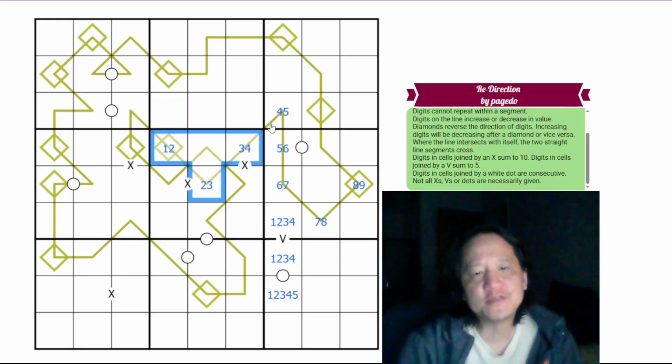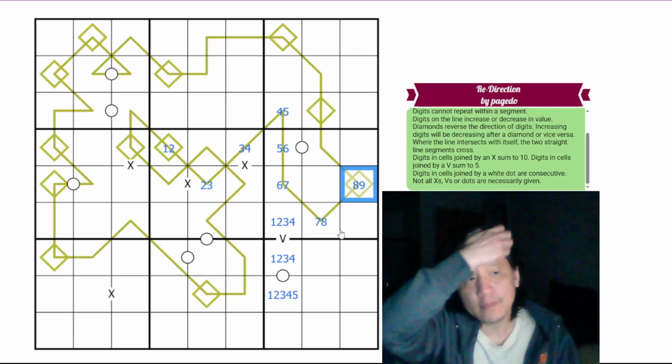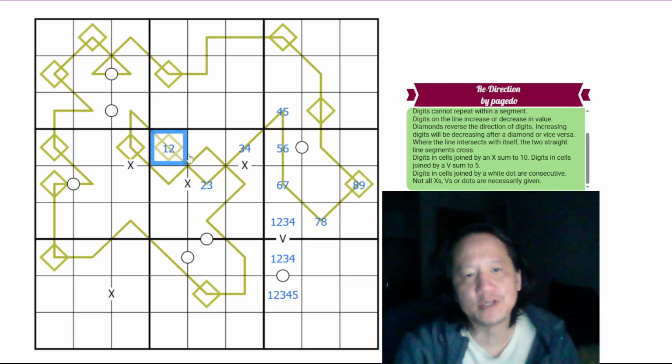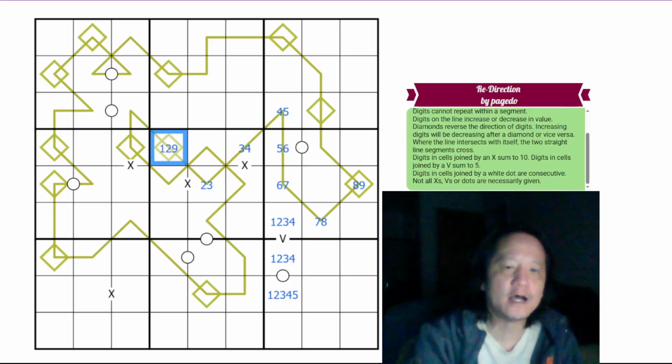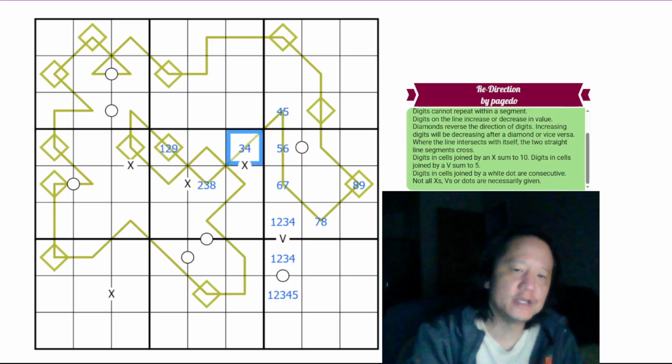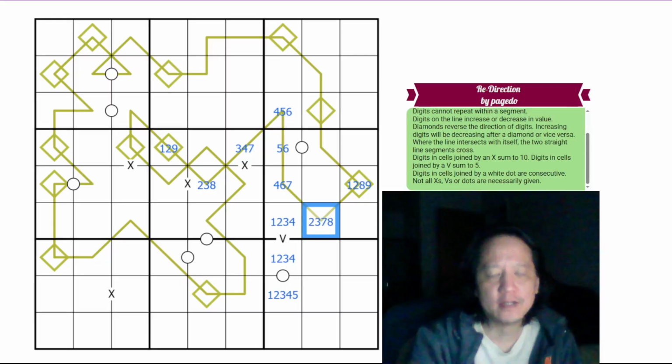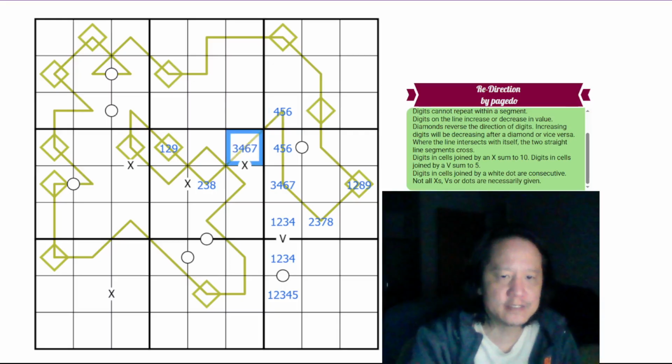What happens if it's decreasing going this way? If it's decreasing going this way, this is at most 9. This is at most 8, at most 7, at most 6, at most 5, at most 4, at most 3, at most 2. This is at least 1 going this way. So therefore, this is at least 2, at least 3, at least 4, at least 5, at least 6, at least 7, at least 8.